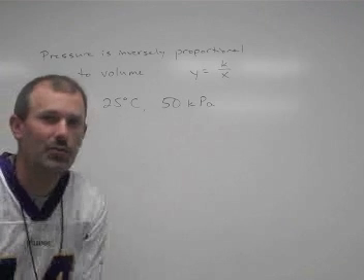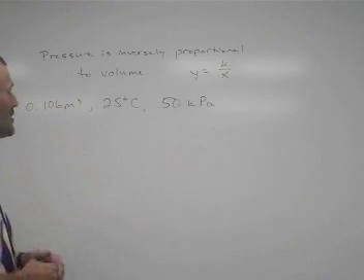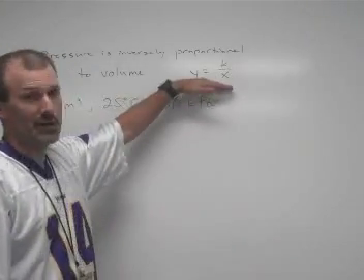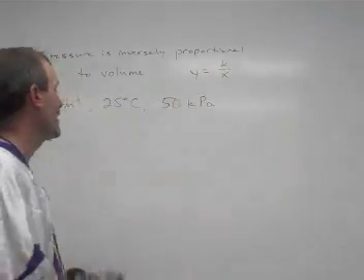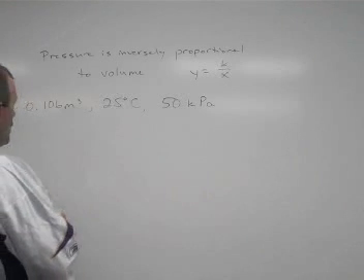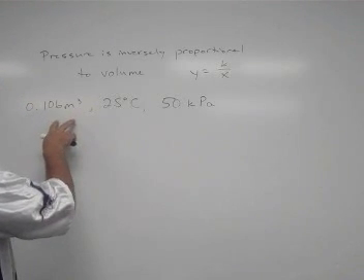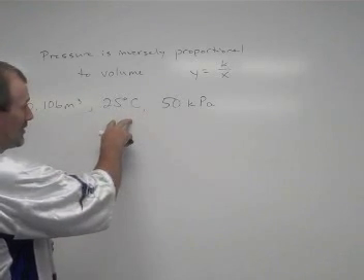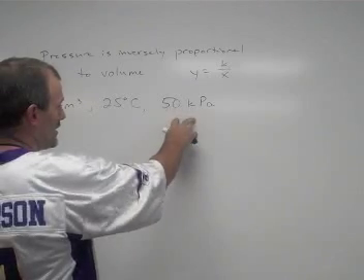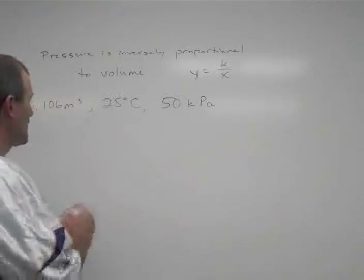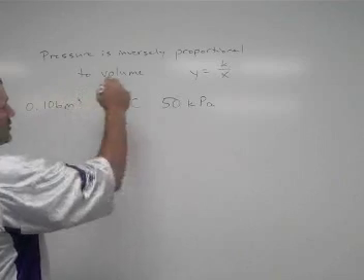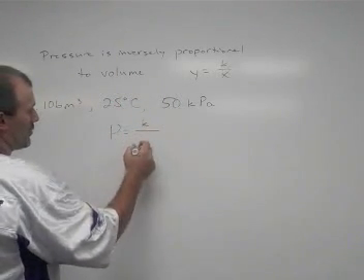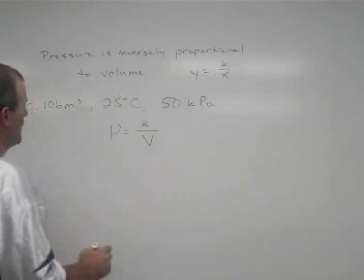Okay, in the second example we are given the information that the pressure is inversely proportional to the volume. So we're going to use our equation for inverse proportions, which is y equals k divided by x. We're also given that the volume of this gas is 0.106 meters cubed, the temperature is constant at 25 degrees Celsius, and the pressure is 50, I believe that is kilopascals. So when we set this up, pressure is inversely proportional to volume. We have pressure, and then our constant of proportionality, and then the volume on the bottom.